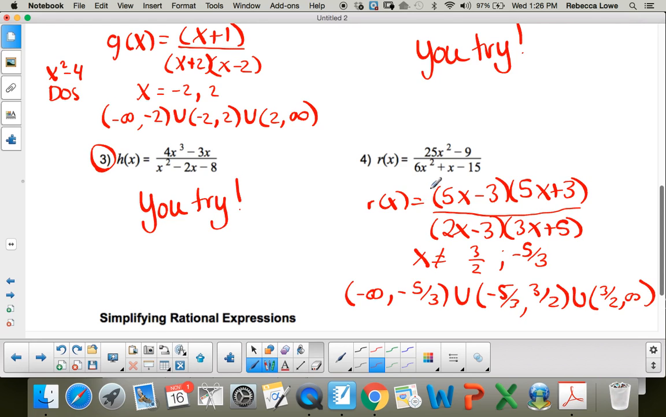On the second video, we're going to get to simplifying rational expressions. Make sure you complete the problems that I circled.